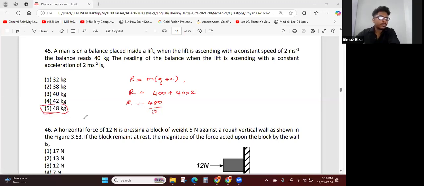Okay. Since here you get R as 480 Newton, but the balance is calibrated with masses, you have to divide by 10. So it will be 48 kilogram.